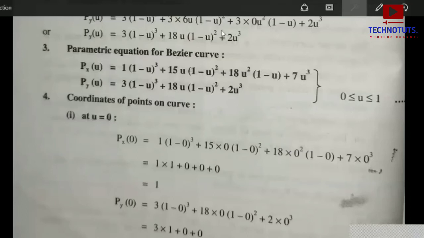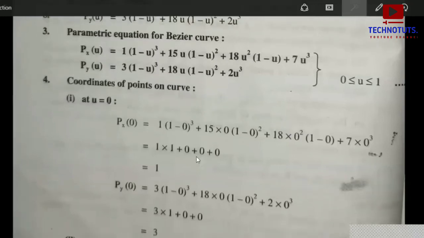Now we have obtained the parametric equation for the x coordinate and the parametric equation for the y coordinate also. Now we have to find points on the desired curve for values of u starting from 0 to 1.